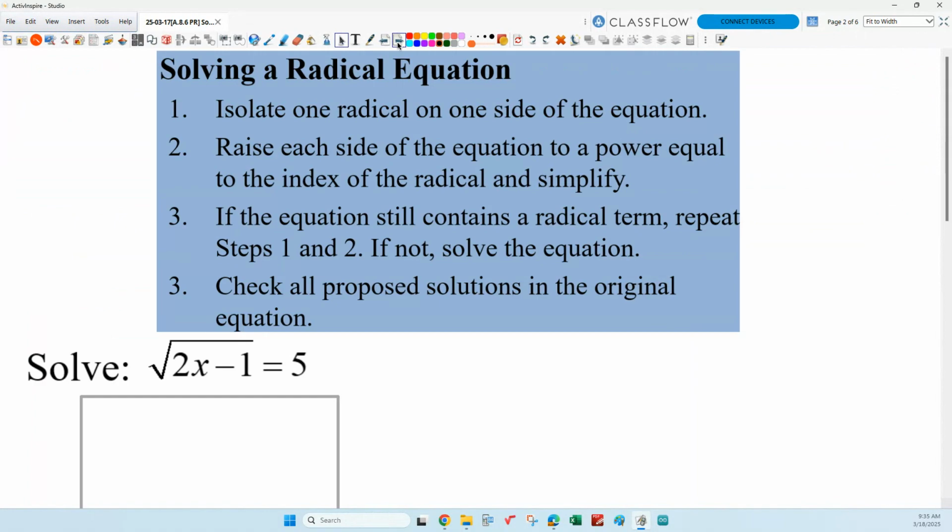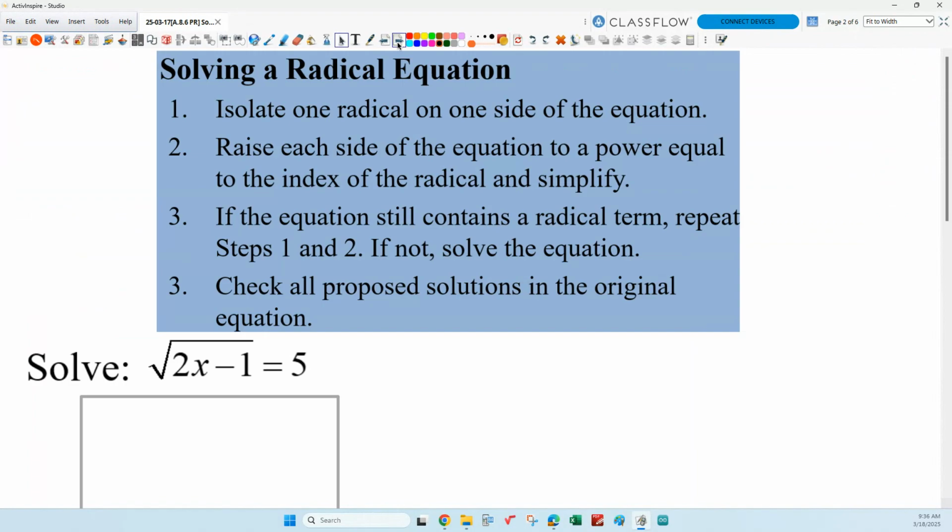Okay, so here's our checklist of things that we're going to do. If we wanted to boil this down to a recipe, what do we do? Well, we're going to isolate a radical in order to be able to undo it by squaring or cubing, right? Then, after we isolate a radical, we raise each side of the equation to whatever power we need to undo that radical.